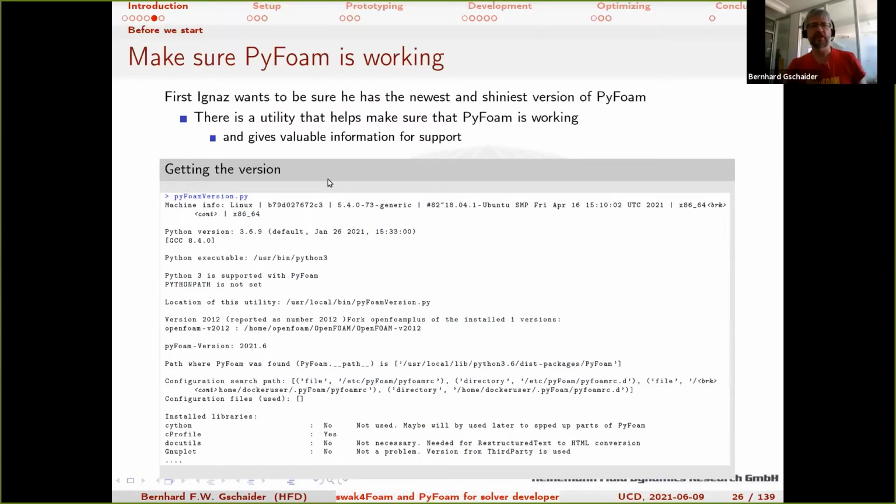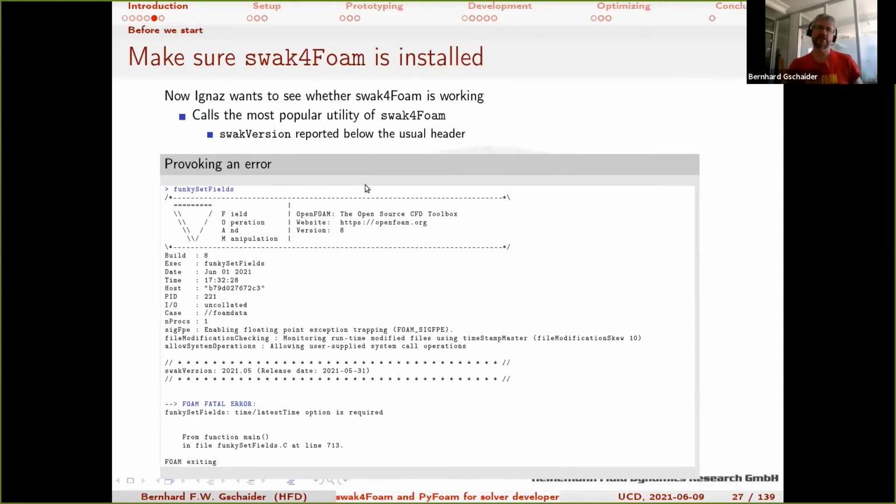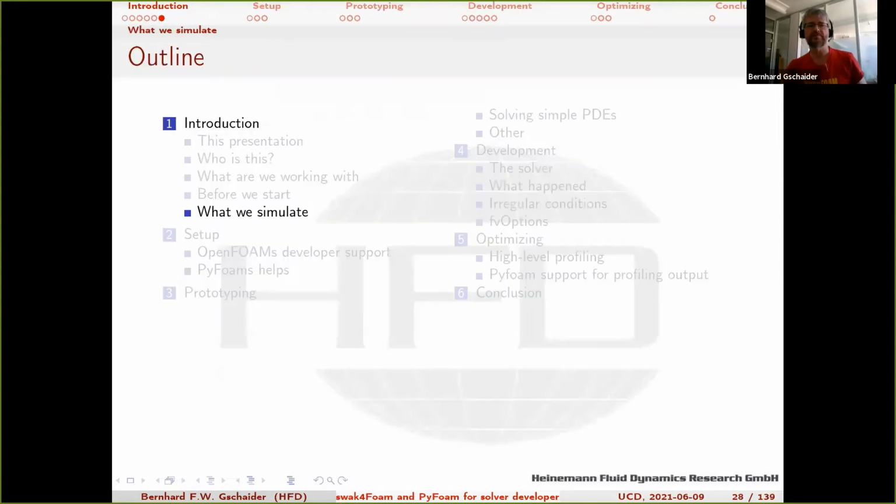Ignaz wants to make sure that PyFoam is running. So usually what he does is he runs the PyFoam version command, and there is all the necessary information that, for instance, I need to support you if you have problems with PyFoam. The PyFoam version can be seen down here. And to make sure that swak4Foam is installed, you just run funkySetFields, and you should get an error message with the regular OpenFOAM output, and the release and the swak version is printed down here.